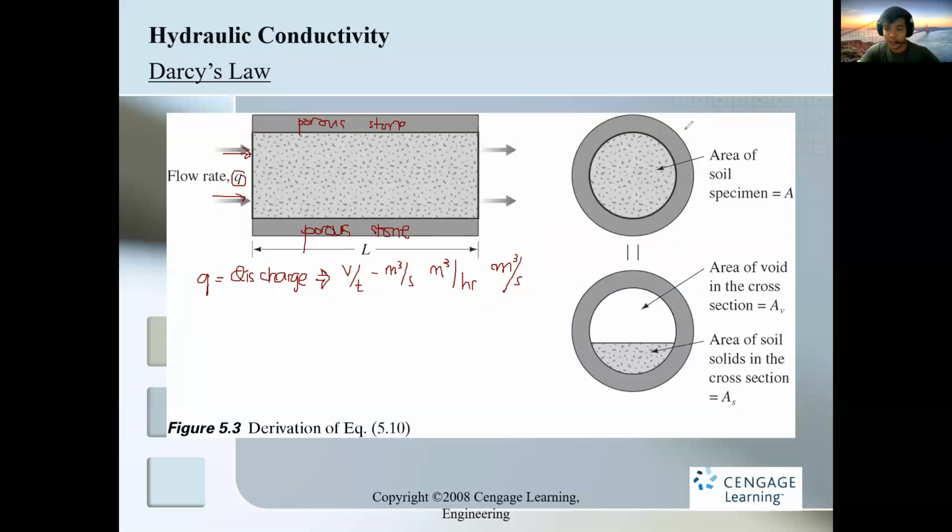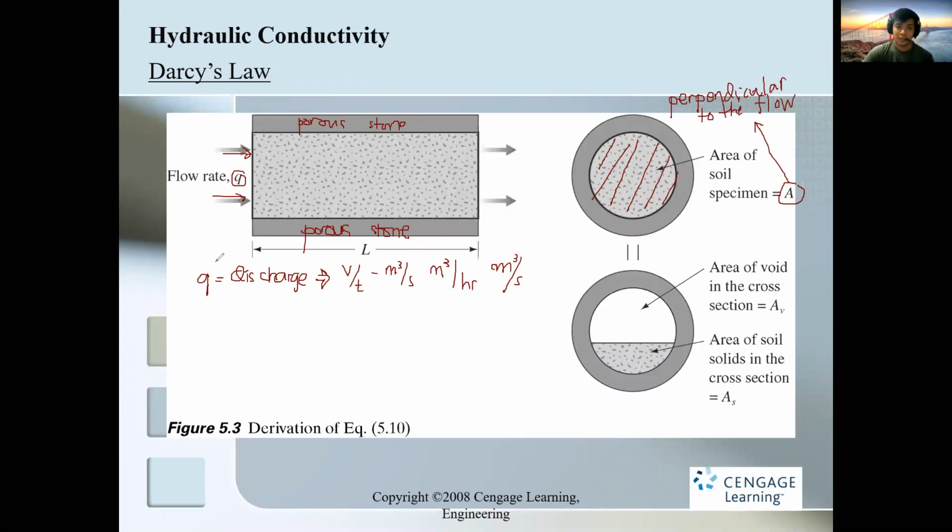Okay, so if you look at the second figure on the upper right, you can see that the area of the soil specimen is this one, and it's being represented as A. So if you're going to look at the first figure and the second figure, we can say that the area is always perpendicular to the direction of the flow. So perpendicular to the flow.